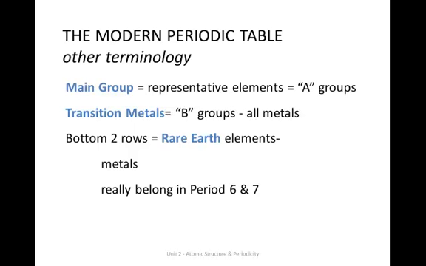The bottom 2 rows, which you see, actually belong in period 6 and 7, but just as a matter of convenience, making the periodic table fit on a sheet of paper or on a screen, they're sort of excluded to the bottom so that the periodic table can be a little bit narrower. Those 2 rows, the elements that are contained in them, are often called the rare earth elements.